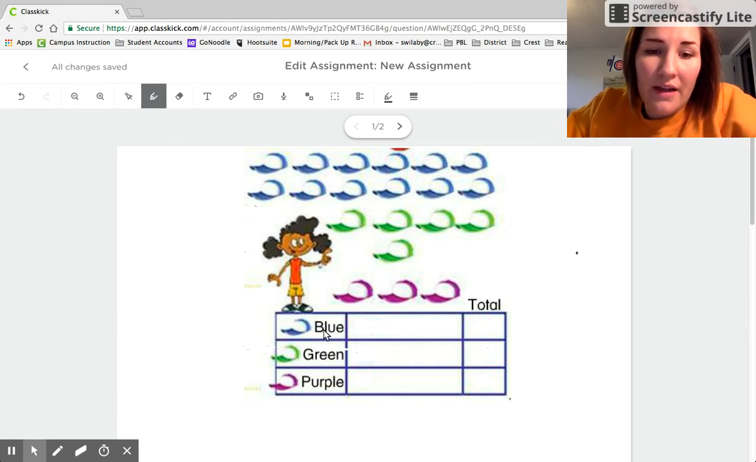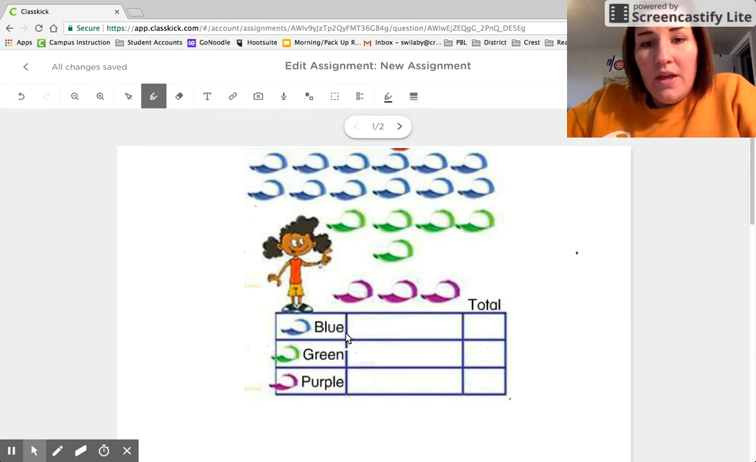So she has some blue hats, some green hats, and some purple hats. And she has them all laid out here for us. And what we're going to do is see how many she has of each hat. And so as we're counting them, for each hat that we see, we're going to make a tally under the tally section of the tally chart. So we'll see we're starting with blue here, and those are represented by the blue hats.